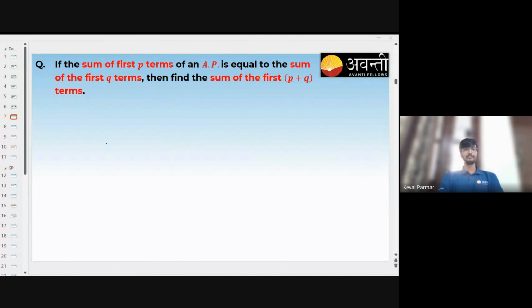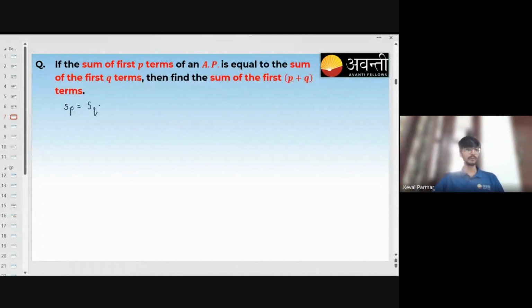It is given the sum of what? Q terms. Correct? What they are saying is the sum of first P terms, that is SP, is equal to SQ for an AP.